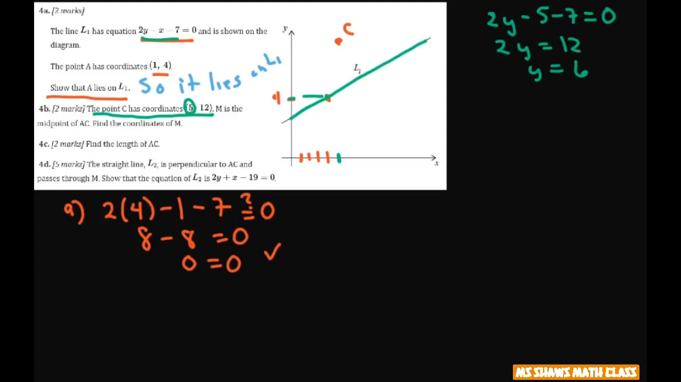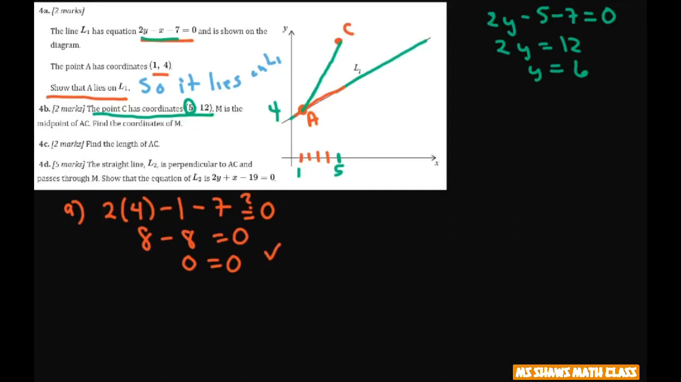M is the midpoint of AC. So (1, 4) is right here, and we're calling this A, and the 6 again would be lower. Let me put 4 down here. That looks funny. So that's 4. So here is your line here. Okay, this is 5. This is 1. Find the coordinates of M.